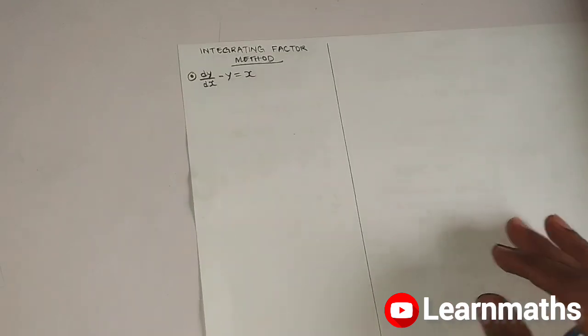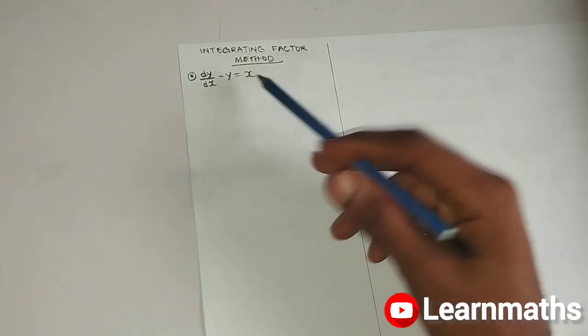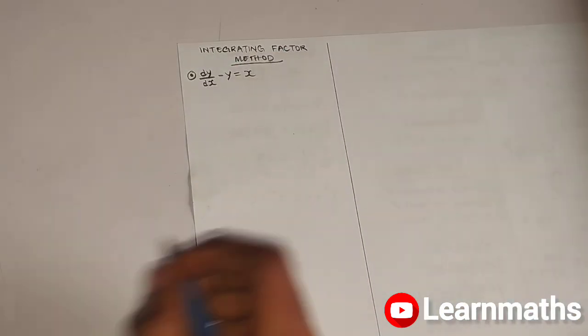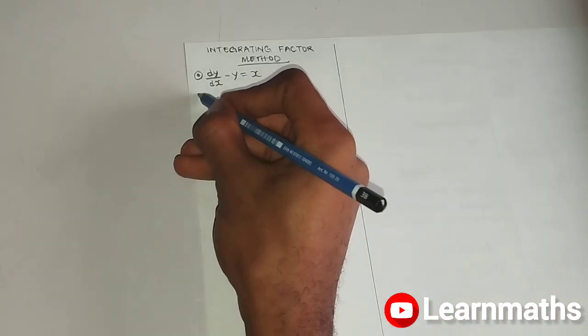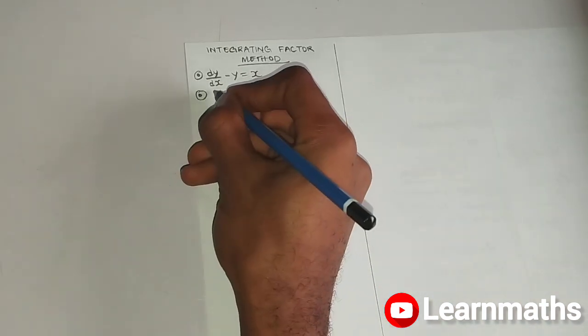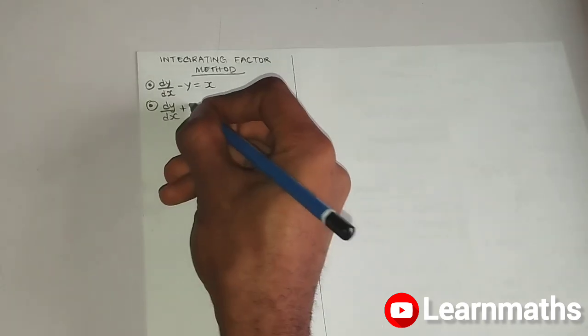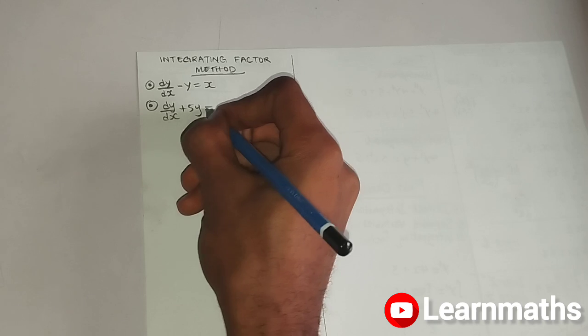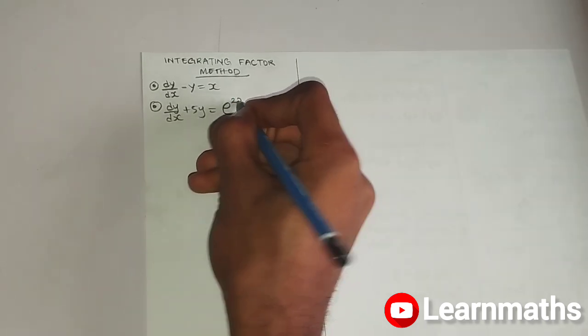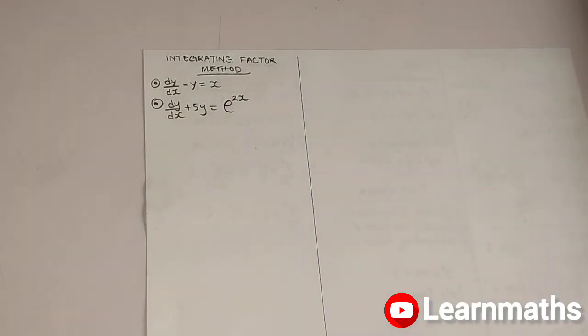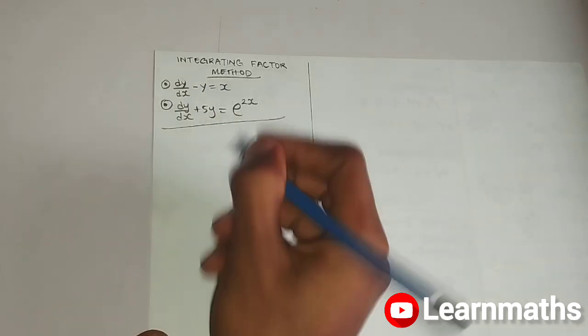The integrating factor method, we're going to use this example. For the purpose of better understanding, maybe we'll use more than one example. We're going to use another: dy/dx plus 5y equal to e to the power 2x, right? We just take these two examples for better understanding. So now what's the integrating factor method like? Let's solve this first one.